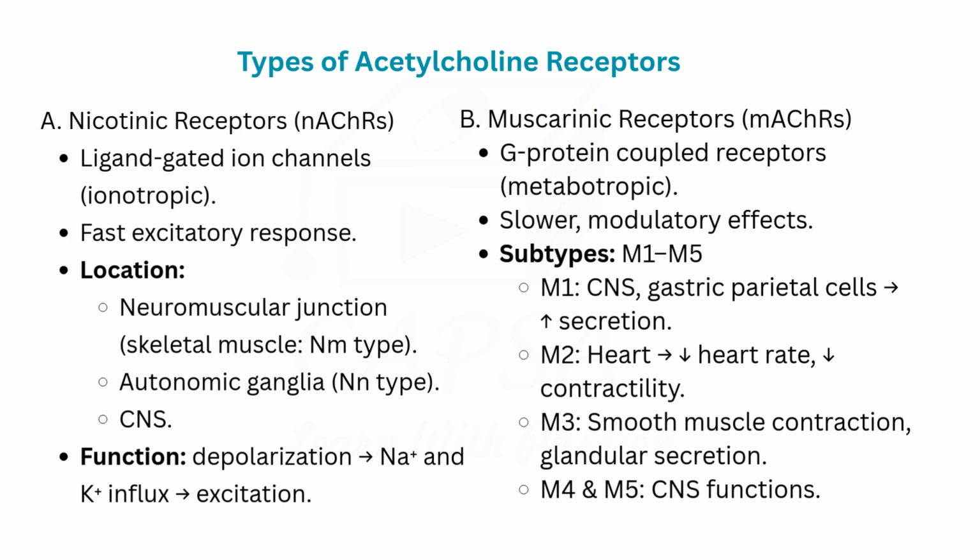On the other hand, muscarinic receptors are metabotropic receptors, which means they are linked to G proteins. They do not directly open ion channels but instead trigger signaling cascades inside the cell. There are five types, named M1 to M5. For example, M2 receptors are found in the heart and slow down the heart rate, while M3 receptors cause smooth muscle contraction and stimulate glandular secretions.